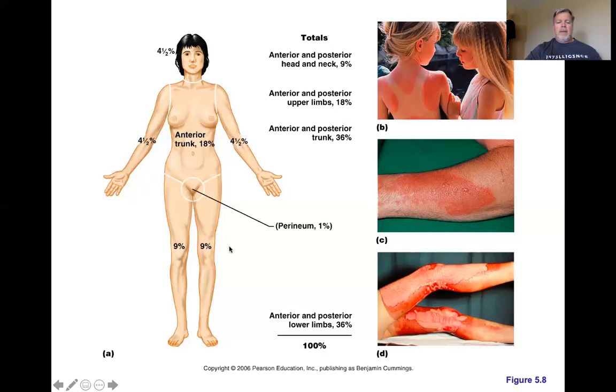So 9 on the front, 9 on the back, 9 on the front, 9 on the back. 9 times 4 is 36. So that's 2nd degree burns. Now, if over 10% of the body has 3rd degree burns, it's critical. Here's the one that catches me though. 3rd degree burns on the face, hands, or feet are critical, immediately critical.